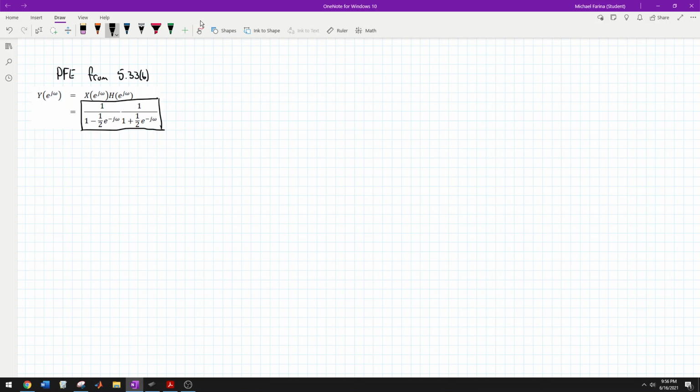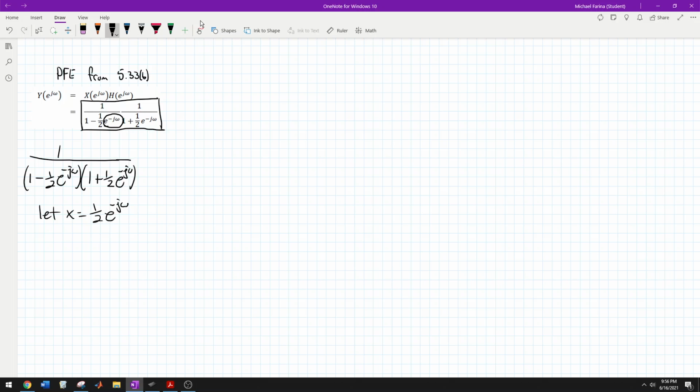And sometimes when we're dealing with these complex exponentials, or later on if we have z transforms, it gets a little hairy with all this notation here. What we want to expand is 1 over 1 minus 1 half e to the negative j omega times 1 plus 1 half e to the negative j omega. And here's something really simple you can do just to help clean things up. We can say let x equal 1 half e to the negative j omega.